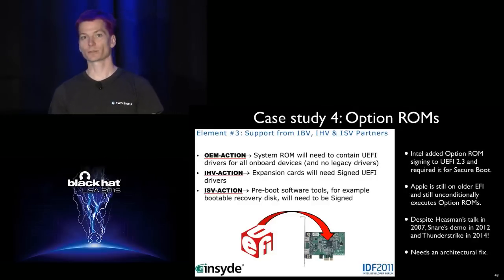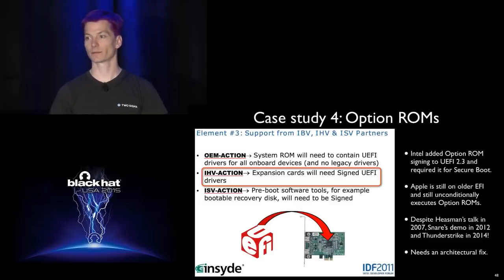Intel realized that option ROMs posed a problem for secure boot, and as part of the secure boot project, required that expansion cards had to contain cryptographically signed option ROMs. This was merged into UEFI 2.3 and again required for secure boot. As we mentioned, though, Apple is basically frozen on the older EFI 1.10, and they're still unconditionally loading and executing option ROMs from both internal and external devices on the Thunderbolt bus.